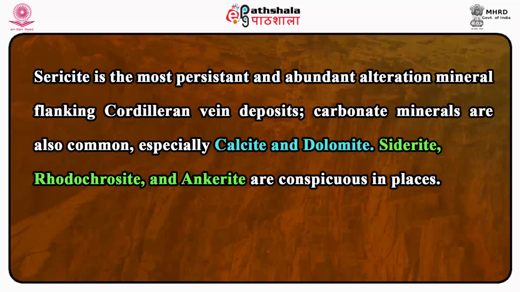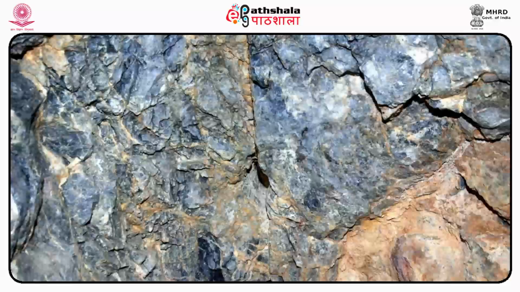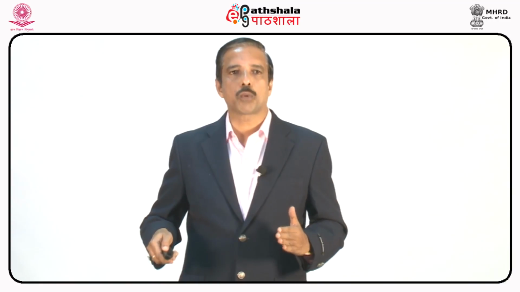Sericite is the most persistent and abundant alteration mineral flanking Cordilleran vein deposits. Carbonate minerals are also common, especially calcite and dolomite. Siderite, rhodochrosite and ankerite are conspicuous in places. Chlorite, most characteristic of epithermal deposits, may also form around these veins. It commonly develops outside the sericite envelopes away from the ore. Silica is generally present. At Butte, Montana in United States of America, it is considered that the alteration products were an integral part of the ore mineralization.